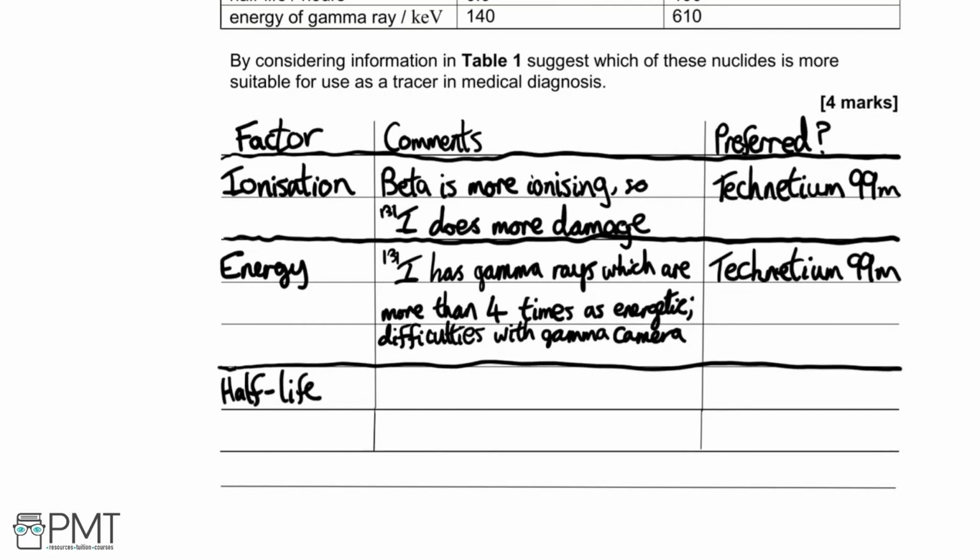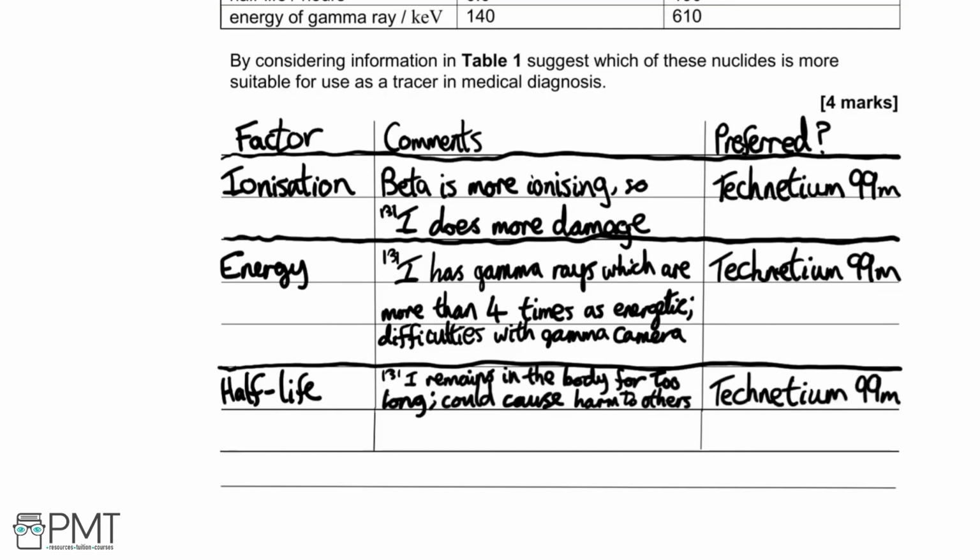So the next point is going to be on half-life. So iodine-131 remains in the body for too long. It's got that half-life of 190 hours, which is much longer than 6 hours. Could cause harm to others, but I suppose it could cause harm to the patient themselves as well. So again, technetium-99m preferred in that case.